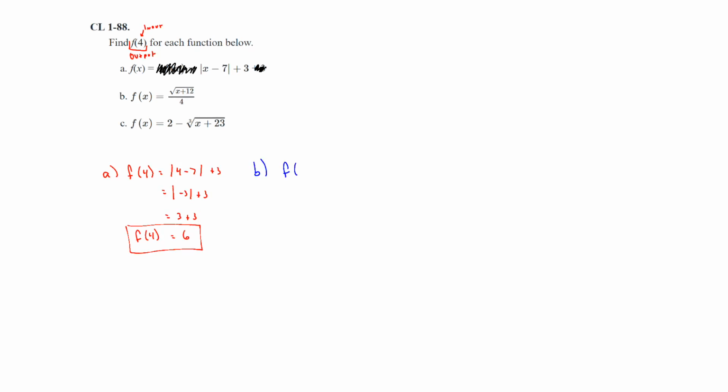Part B, f of 4 equals the square root of 4 plus 12 over 4. So 4 plus 12 is 16. The square root of 16 is 4. So 4 divided by 4 is 1. So f of 4 is equal to 1.